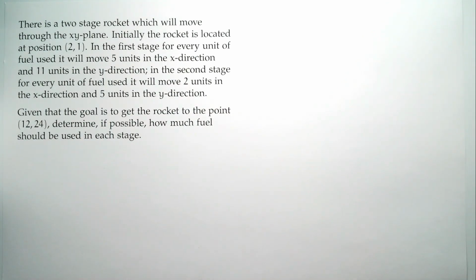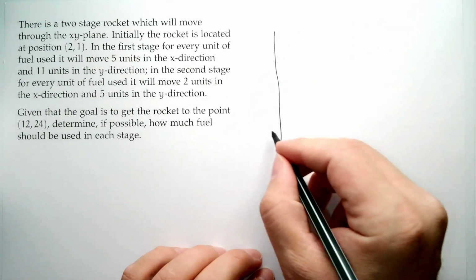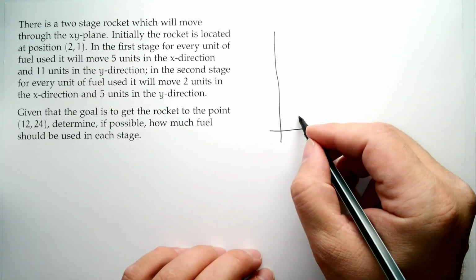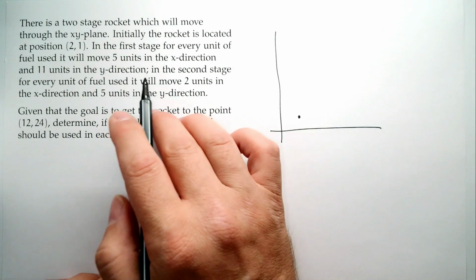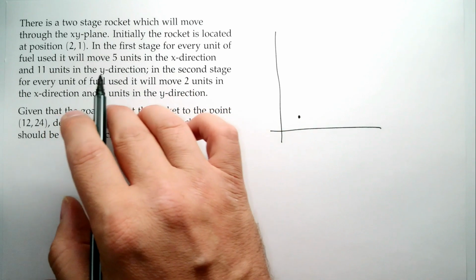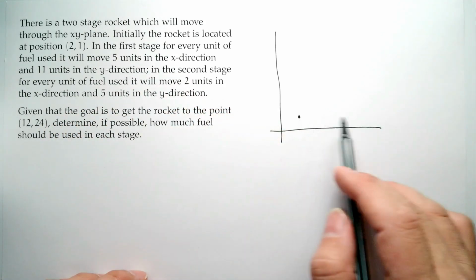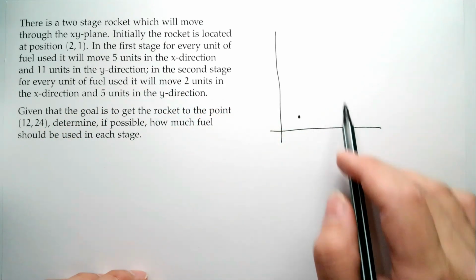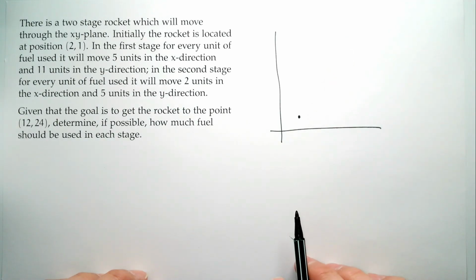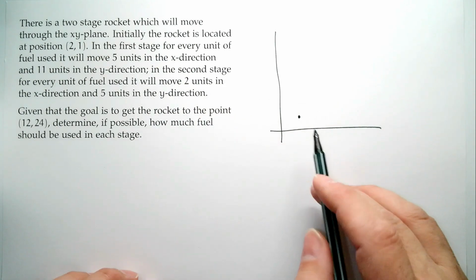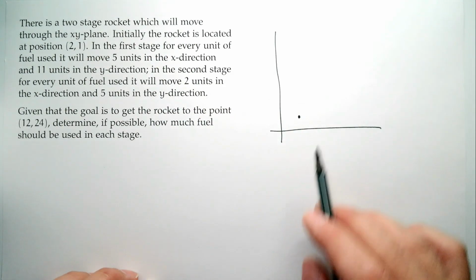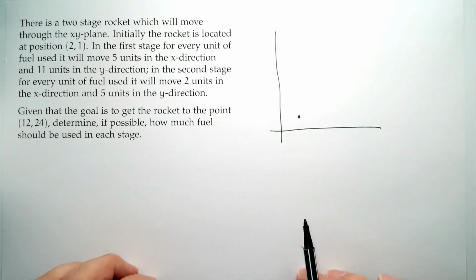Now initially the rocket is located at position (2, 1). All right, so we have our plane. We have our position (2, 1). And in the first stage, for every unit of fuel used, it moves 5 units in the x direction, so it moves over 5, and 11 units in the y direction, so it goes up quite a bit. So it's much better moving up than it is moving over. In the second stage, for every unit of fuel used, it will move only 2 units in the x direction and 5 units in the y direction.